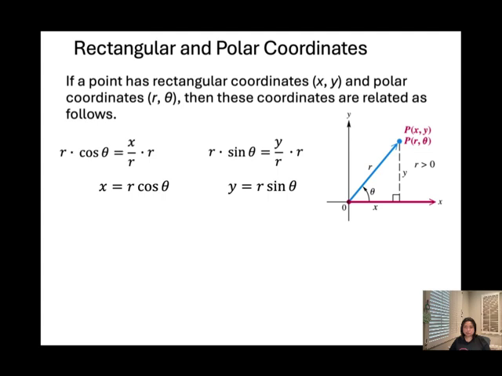And then tangent theta will be y over x, given that x is not equal to 0. And the last one, we can use the Pythagorean theorem: r equals the square root of x squared plus y squared. Once you have these formulas, you can convert from rectangular to polar coordinates or the other way around.